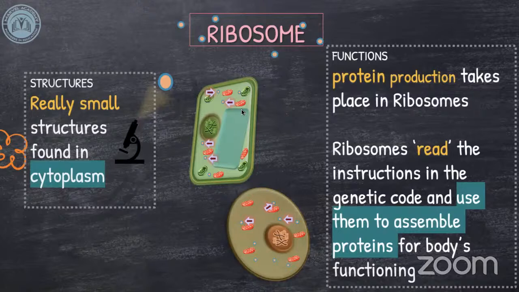Actually, what is the function of the ribosome? Usually ribosomes are involved in protein synthesis. That means the manufacturing of proteins, right? So what does it do? Ribosomes read the instructions in the genetic code and use them to assemble proteins.